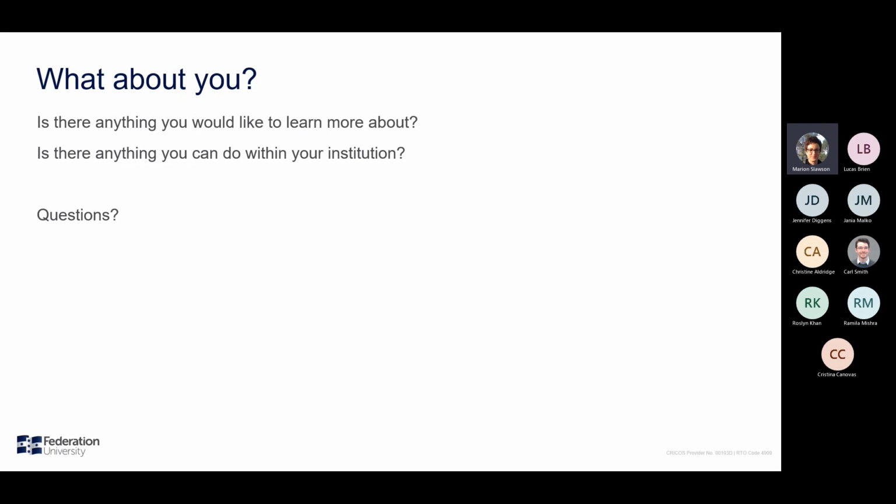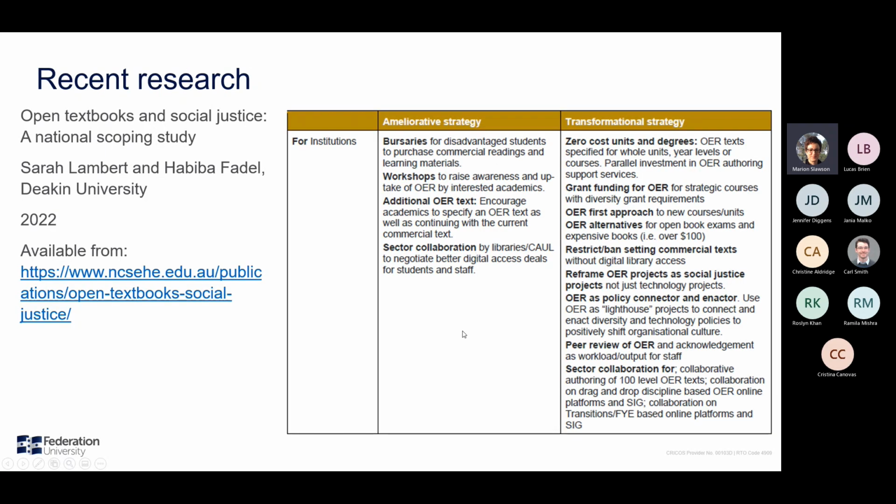And I guess that's where the point in these studies is really looking at how you can actually try and overcome some of these things. Probably the more important component of this is the transformational strategies rather than the ameliorative strategies. A lot of us already have the ameliorative strategies in place, providing bursaries, running workshops, but to really change the way practice occurs does take much more of an institution-wide approach, hence the need for the advocacy.